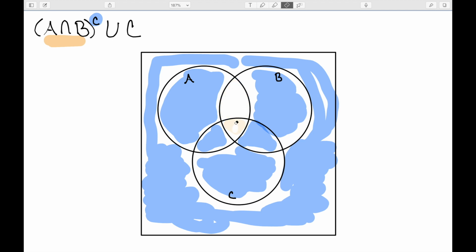So I'm going to erase the orange since that's not what we want. What we really want is the blue part here. We then want to union that with C, so we want to shade in any of C that's not already shaded in, since that's what the union would do. So everything that's shaded here would represent A intersect B, complement, union C.